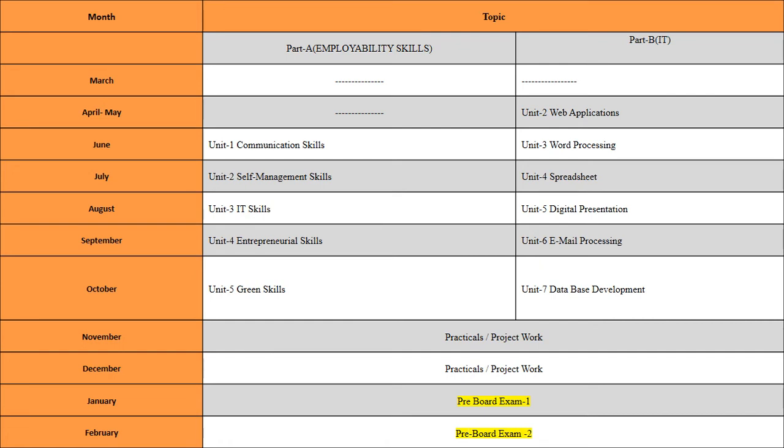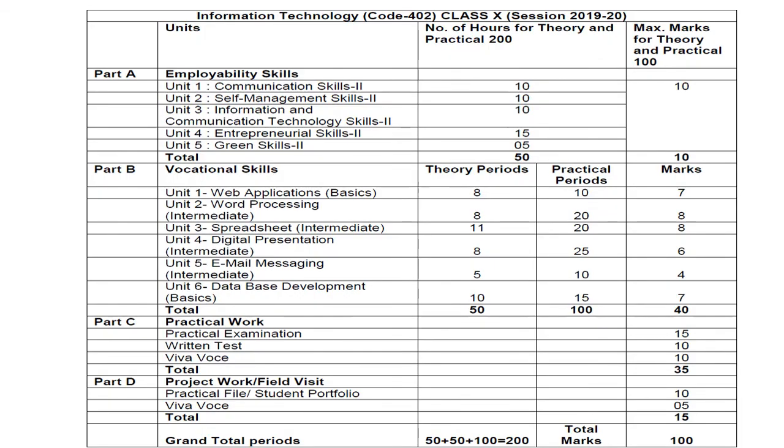I think you are all clear about the marking scheme also. I'm showing the CBSE published syllabus. Part A, part B, and we can see here the session given is 2019-20. That means for the 2020-21 session also we are following the same textbooks and the same syllabus. For part A, employability skills, again 5 units, and for the 5 units you will be asked 10 marks. And part B, vocational skills, that means the information technology book, they have given 6 units.